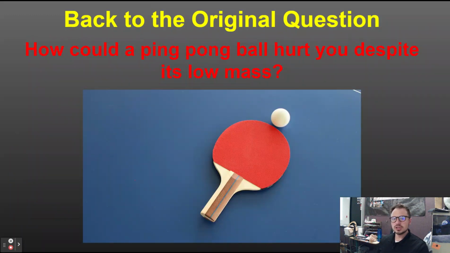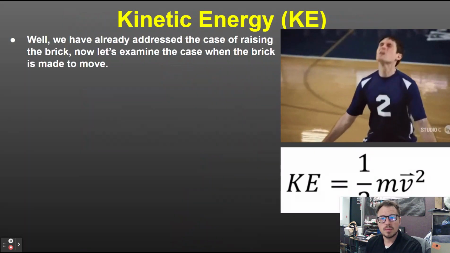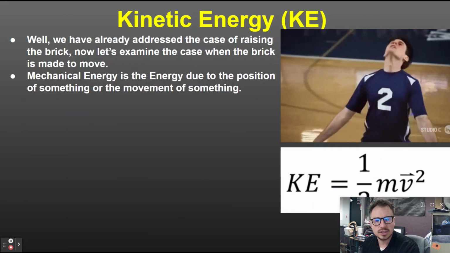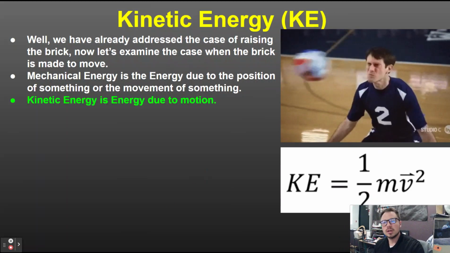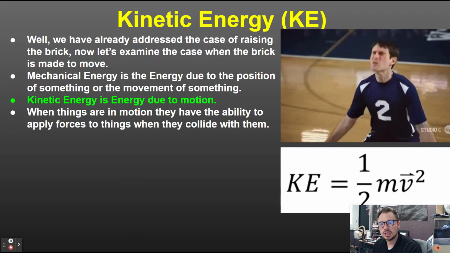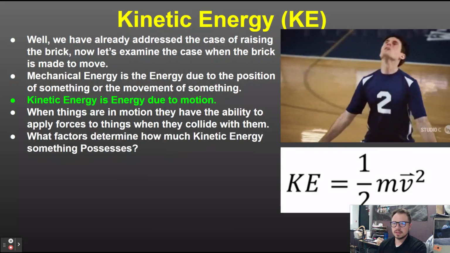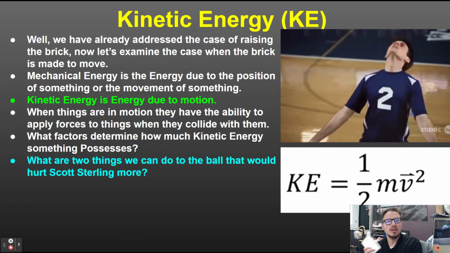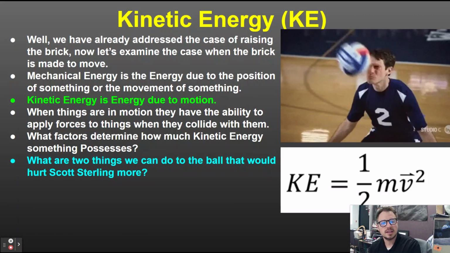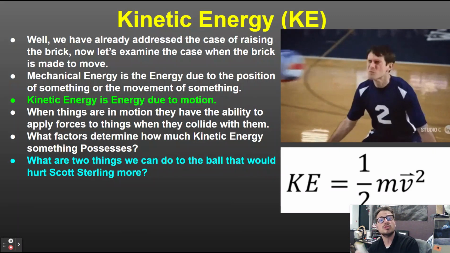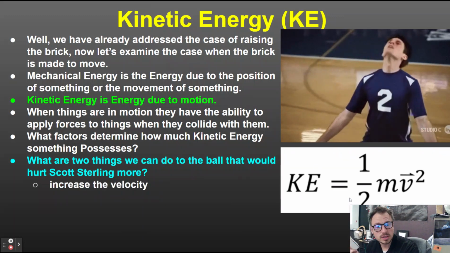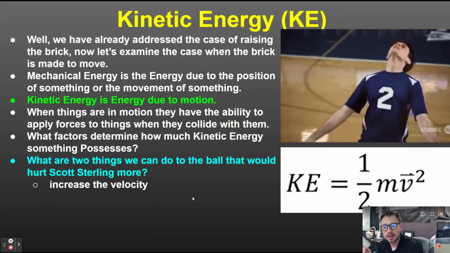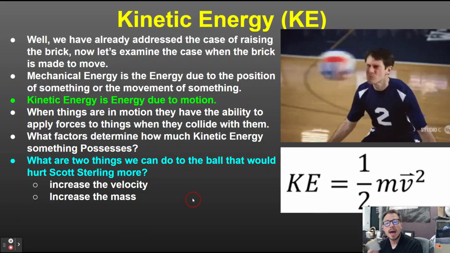Now, let's answer this question. How could a ping pong ball hurt you despite its low mass? And that brings us to kinetic energy, right? Kinetic energy is energy due to motion, the motion of an object. So now, if we look at this person getting hit in the face with a ball, what could you do to that ball to make that hurt more? Well, you could increase the velocity, how fast it's going, but you could also increase the mass.